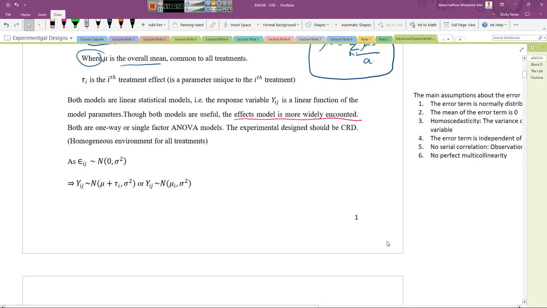Moving to the next point, both models are linear statistical models. Why? Because there is no square or anything. Both the mean model and the effect model are linear statistical models, in that the response variable yij is a linear function, not a quadratic function, of the model parameters. We do not have any mu squared or anything like that, so that is why we call this a linear function.